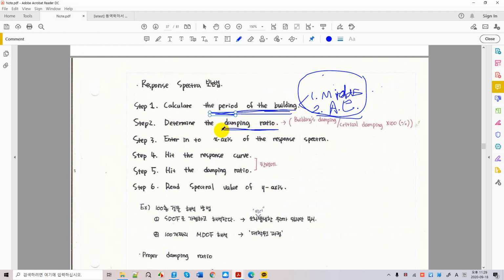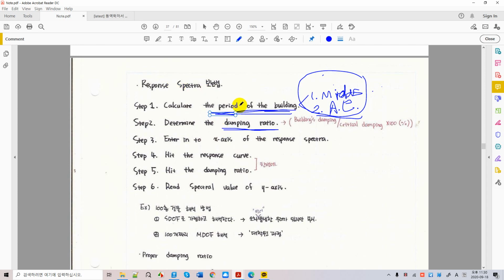And second, once you get the period of the building, you go and determine the damping ratio. I gave you brief numbers for low-rise buildings and high-rise buildings, depending on the material, steel or concrete building. You may want to take a look at these video clips again to see how you determine damping ratio. If you need, then you have to add artificial damping. Let's say, for example, my damping ratio is 5%, or 1% for high-rise buildings. So you have to determine the damping ratio in the second step.